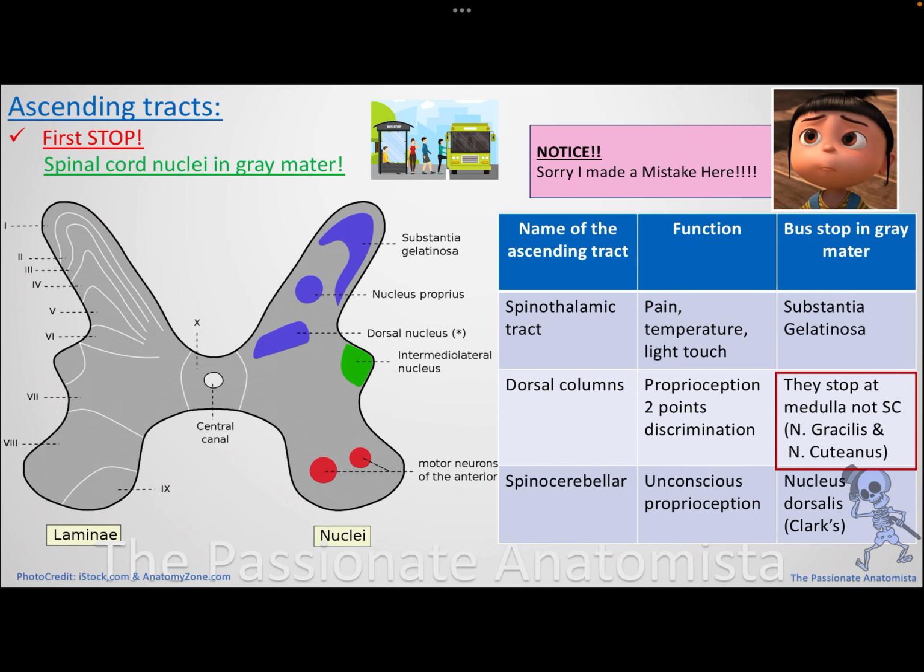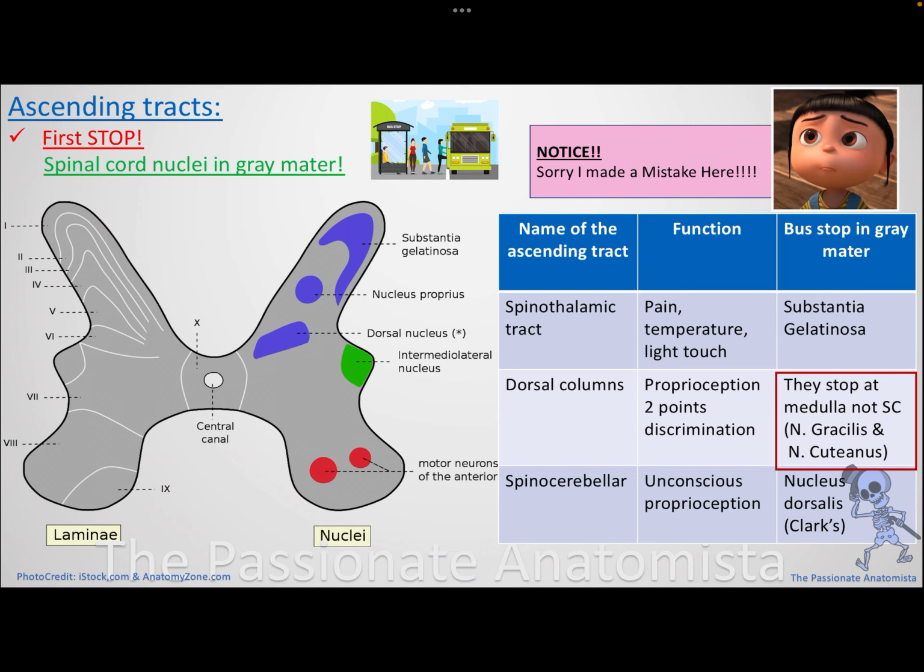I don't want to talk about the nucleus proprius as it's not mentioned in all the books. Some of the books would say that one of the spinothalamic tracts, the lateral or the anterior, stops at the substantia gelatinosa, and some of them would say nucleus proprius. Most of the books would say that it stops at the substantia gelatinosa. Anyway, you can just forget about the nucleus proprius. The dorsal columns do not stop at the nucleus proprius.